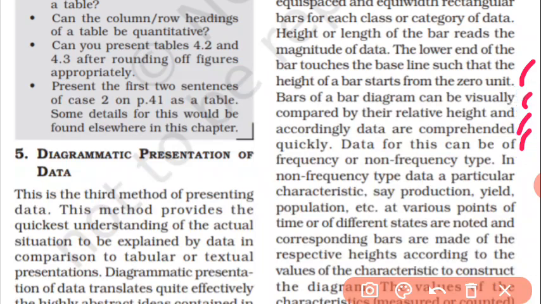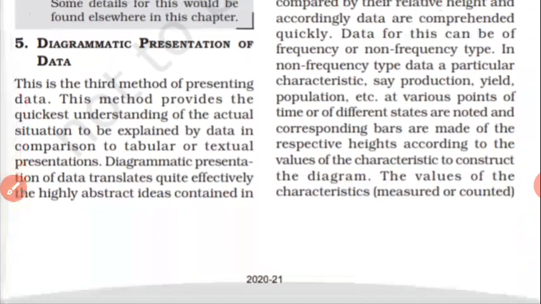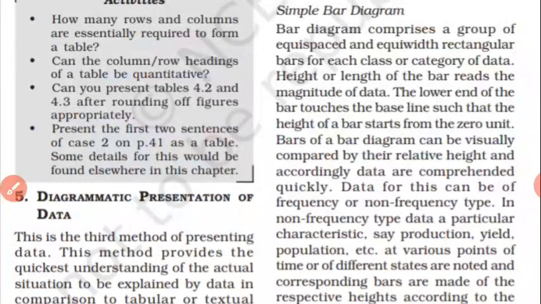Okay, so in non-frequency type data, a particular characteristic, production, yield, population, etc. at various points of time or in different states are noted, and corresponding bars are made to the respective heights according to the values of the features. Okay, so till here is it clear?